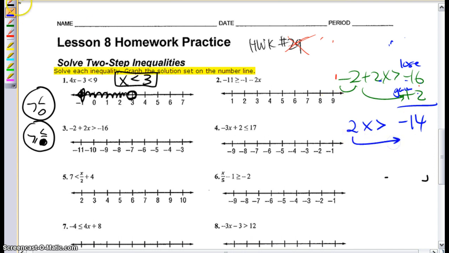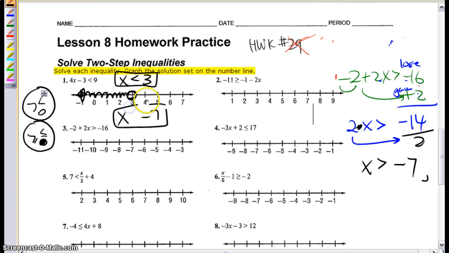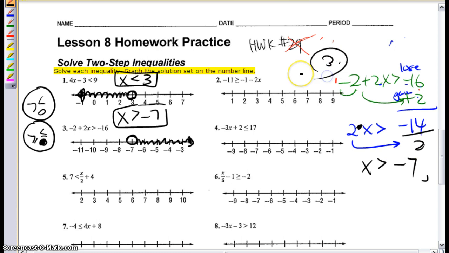Then I'm going to move the 2 over to the negative 14. Instead of multiplication, I'm going to do division. So negative 14 divided by 2. X is going to be a number greater than negative 7. So that's x greater than negative 7 for number 3. And so when I go to graph it, again, it's a young man, so an open circle at the negative 7, and x is greater, so I shade to the right because those are the numbers greater. That was number 3, the work.